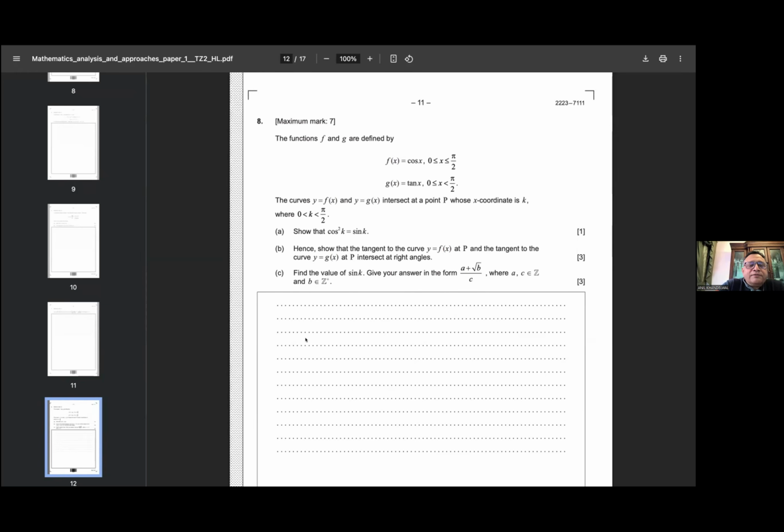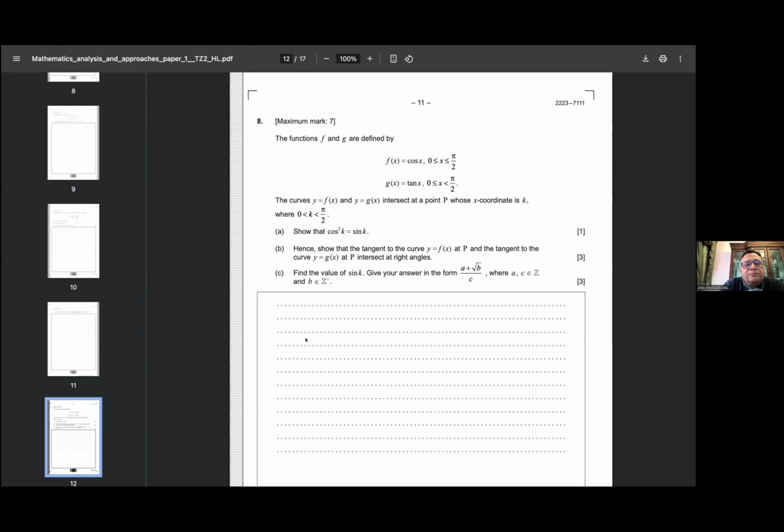The functions f and g are defined by f of x equals cos x, where x is between 0 and pi by 2, and g of x is tan x, where x is between 0 and pi by 2. The curves y equals f of x and y equals g of x intersect at a point P whose x coordinate is k, and k is between 0 and pi by 2. Show that cos square k equals sine k.